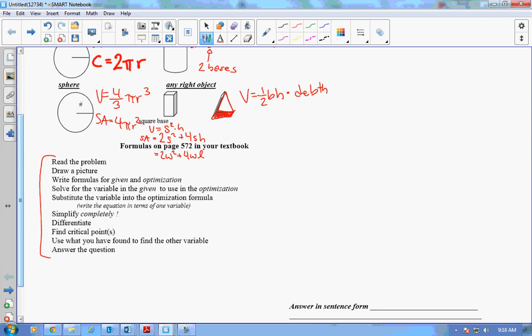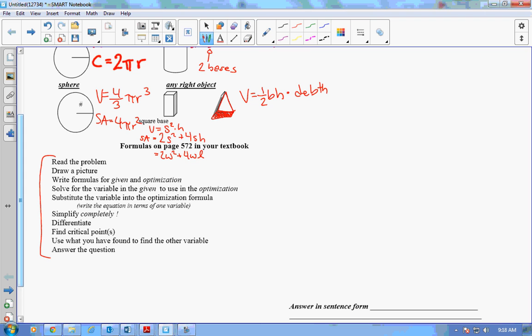Okay, there's a couple other ones that they've listed on 572. We have cool little ones: any cylinder or prism with parallel bases. That's kind of cool. Cone or pyramid. Right, circular cone. So there's a few others if you need them.